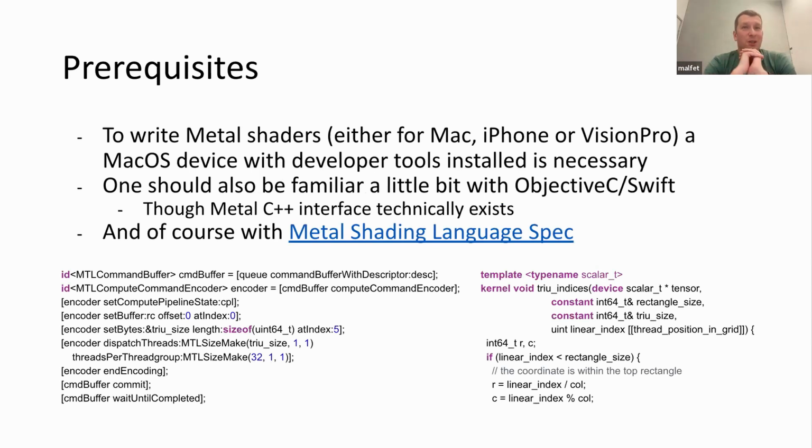Anyway, so we're done with the history, and let's go a little bit into prerequisites. Because we're talking about the Apple ecosystem, unfortunately or fortunately, in order to be able to write Metal shaders for any of the Apple devices, you need a macOS with the developer tools installed. And another thing is to interface.